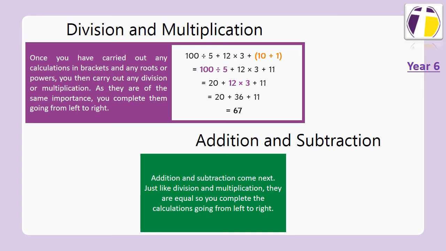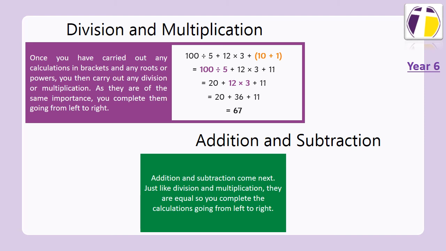You can see that once we've worked out 10 plus 1 is 11, our calculation reads 100 divided by 5 plus 12 multiplied by 3 add 11. So we start by doing the 100 divided by 5, which we know is 20. We know that we're going to add 12 multiplied by 3 and then add 11. So next we work out 12 multiplied by 3, which is 36. We end with a calculation that says 20 add 36 add 11, so our answer is 67.